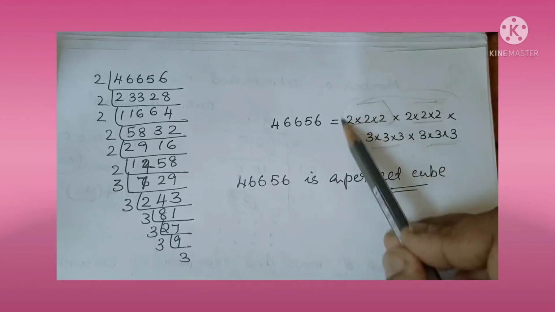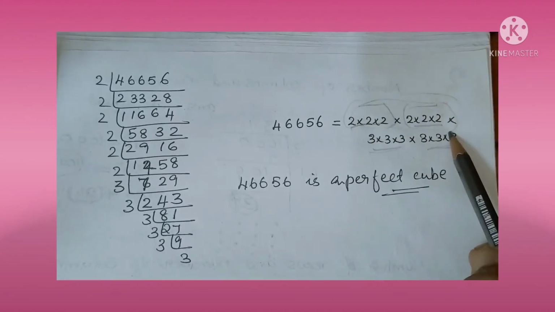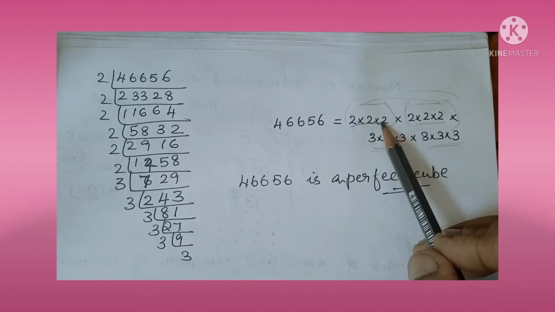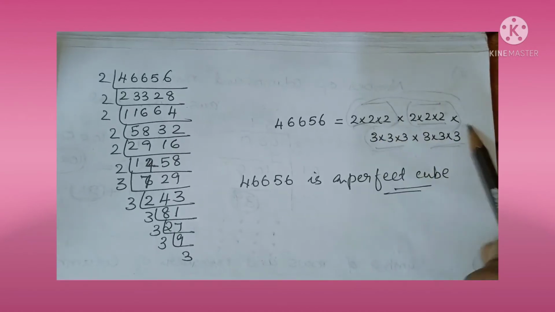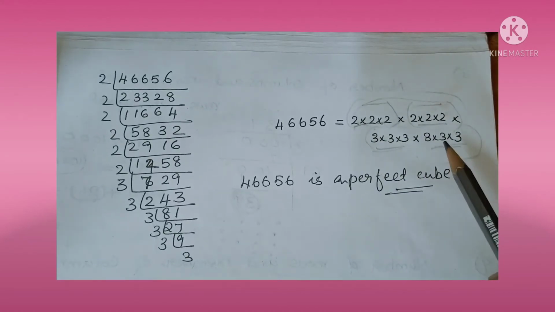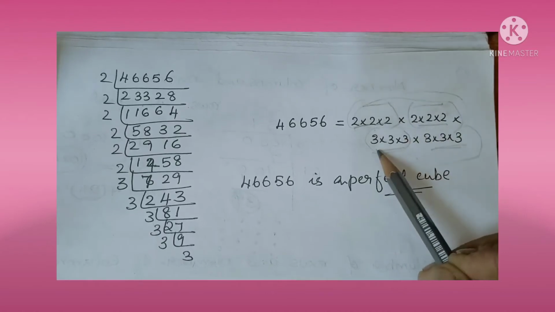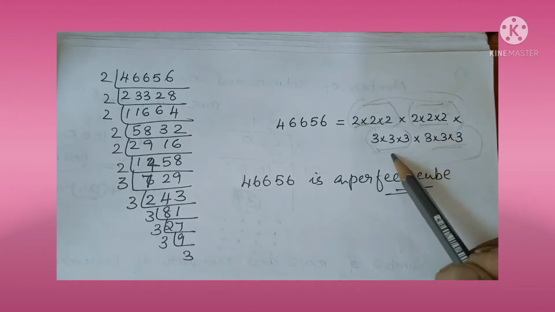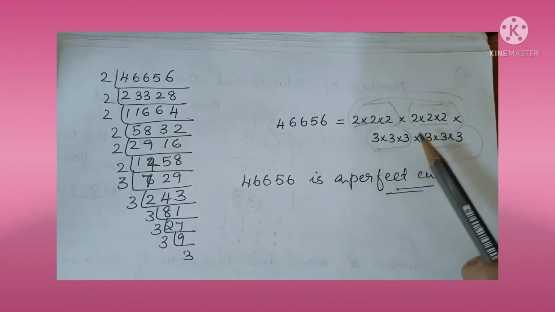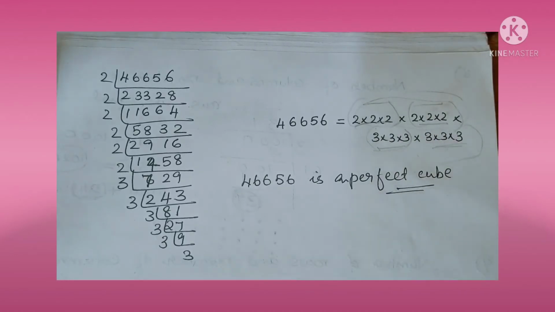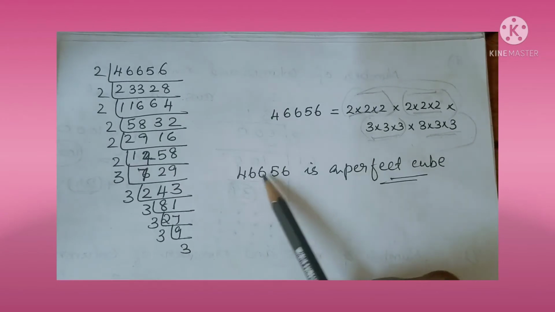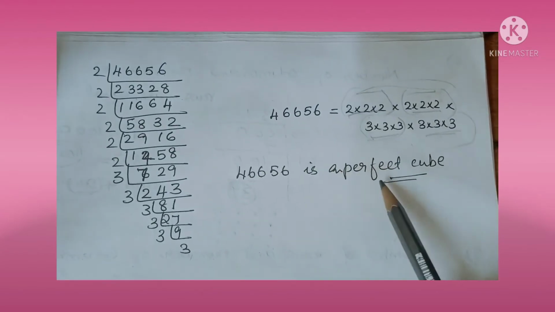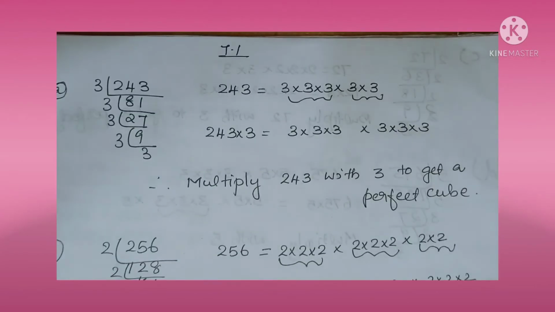and again we can split into 2 sets, in each set containing 3 2s. And the set of 3 contains 6 3s, but again we can split as 2 sets, in each set containing 3 3s. So 46,656 is a perfect cube.